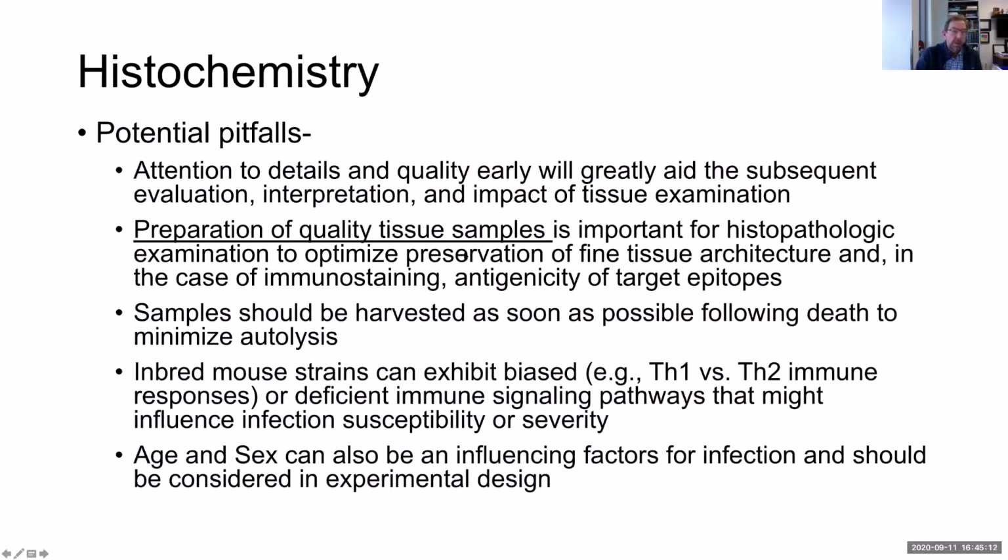So in terms of some things to think about with pitfalls, a lot of careful planning is helpful. You want to make sure that you're using high quality tissues, so harvesting them as rapidly as possible to minimize autolysis is important. You can get a lot of artifactual changes otherwise. There may be considerations related to what strain of mouse you're working with that could influence infection susceptibility or severity, as age and sex can also similarly influence things.